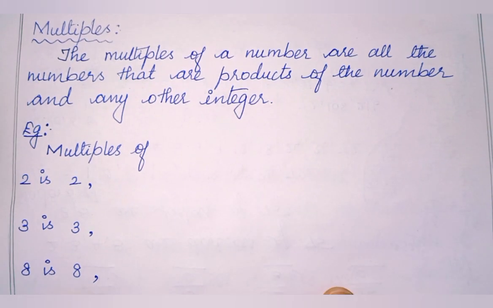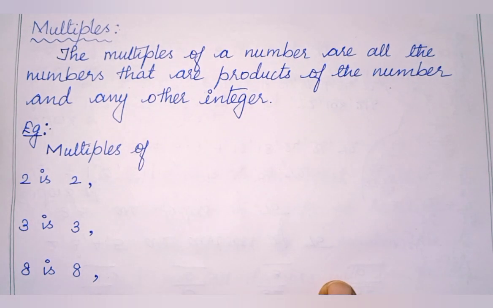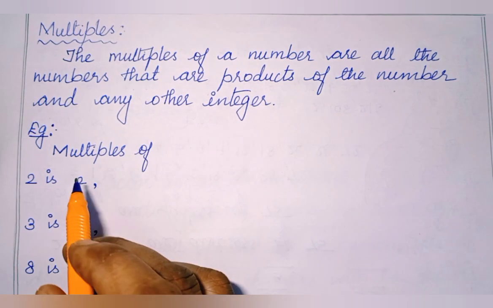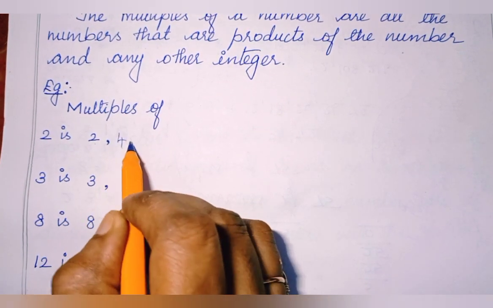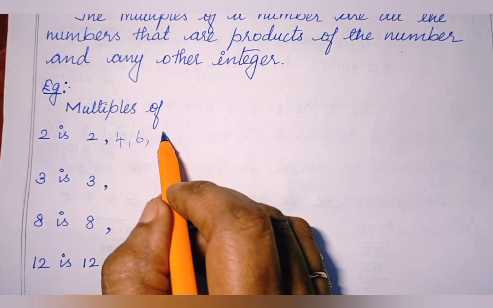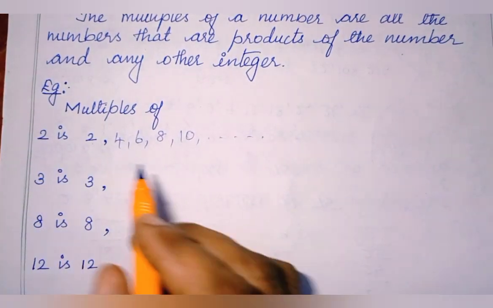So, multiples of a number. We should know about the multiples of a number. The multiples of a number are all the numbers that are products of the number and any other integer. If we multiply one number with another number, that answer we will call a multiple of both the numbers. Here we are going to find the multiples of 2. 2 1s are 2, 2 2s are 4, 2 3s are 6, 2 4s are 8, 2 5s are 10 and so on are the multiples of 2.